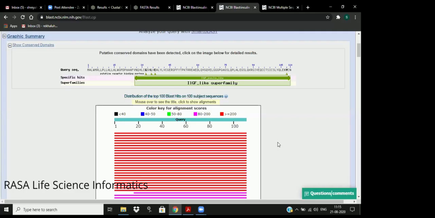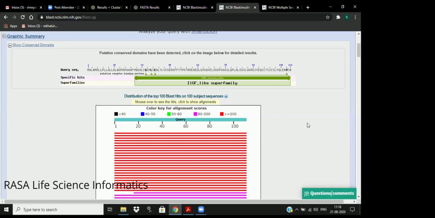We are discussing the BLAST results. We have seen that there are three formats available for BLAST results: one is graphic summary, one is description, and the third is alignment. All three results are actually the same but represented in different ways. We have to discuss the graphic summary first.